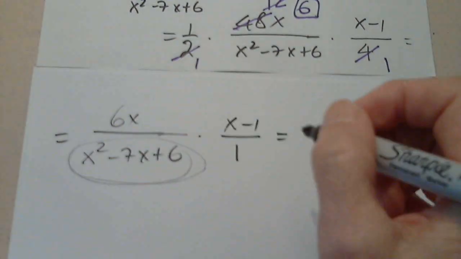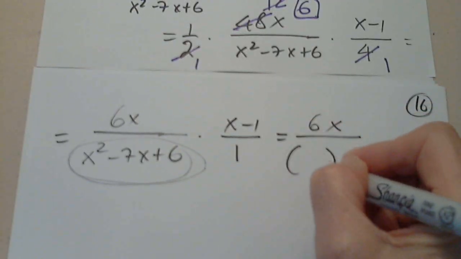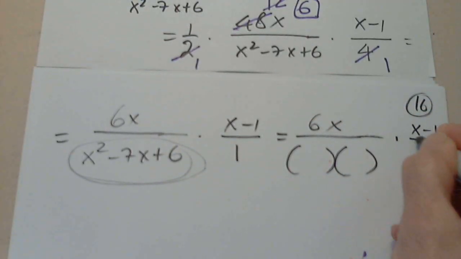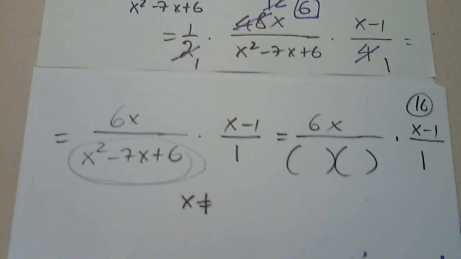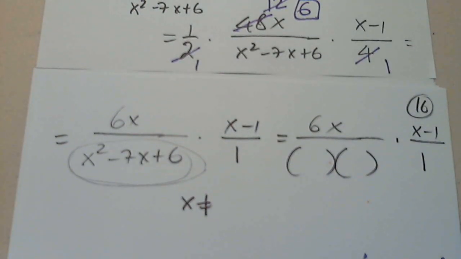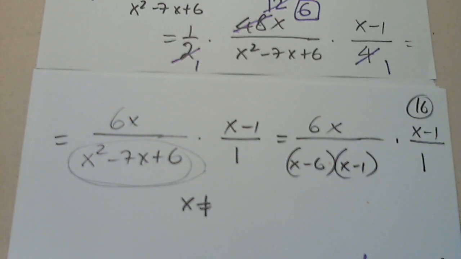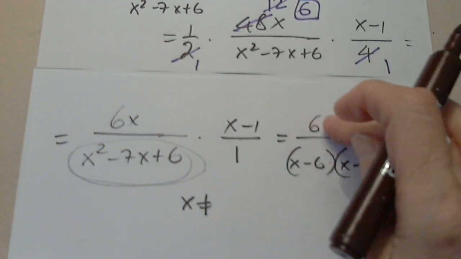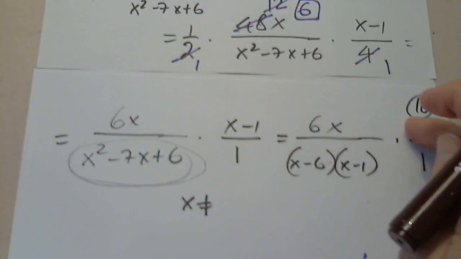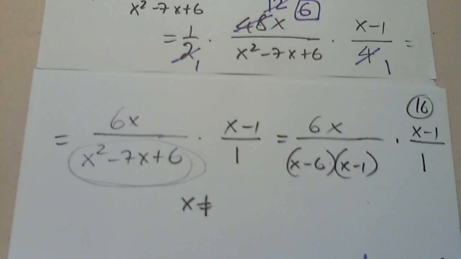Obviously, I have to factor this. So I have 6x over x minus 6, x minus 1, times x minus 1 over 1, and I will have to write 2 restrictions. Very good. I have to state the restrictions before I simplify. There is no factor of x, so we don't state restrictions for the top. The restrictions are 6 and 1.